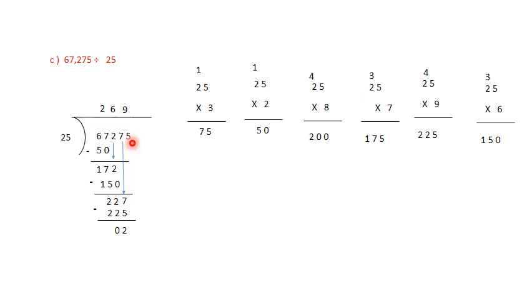Now what we'll do, we'll bring the next number 5 down. So 25 ones are 25 and remainder is 0. So your quotient is 2691, that means 2691 and remainder is 0.